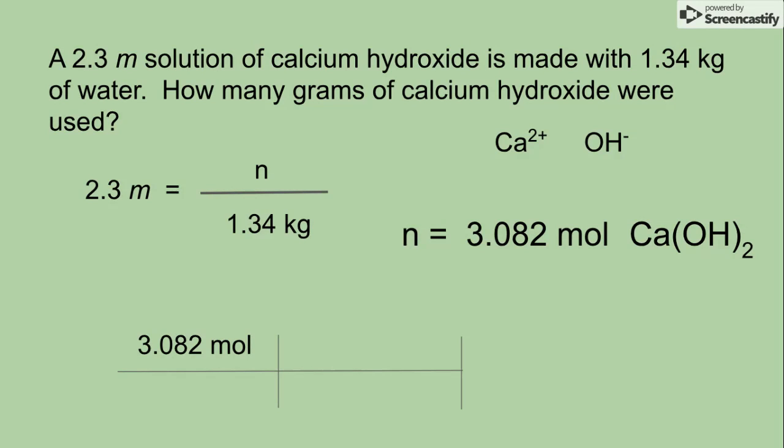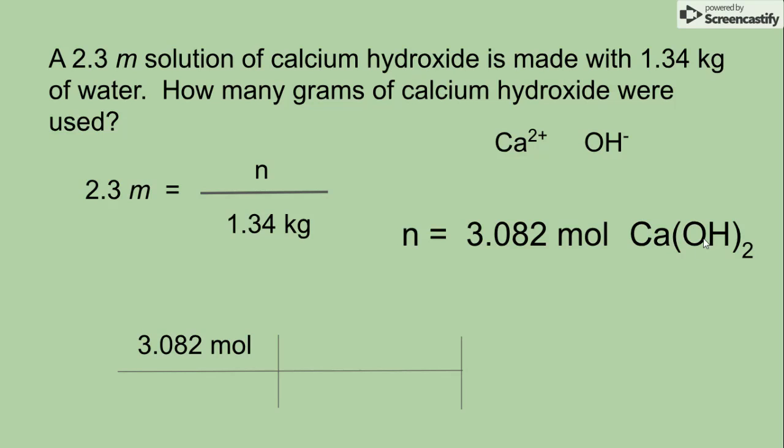We'll need that because we're going to have to do our bridge here. One mole will go on the bottom to cancel out our moles. Grams is going to go on the top. And where are we going to get those grams? How are we going to find that number? Yeah, you're right. We're going to look at the periodic table.